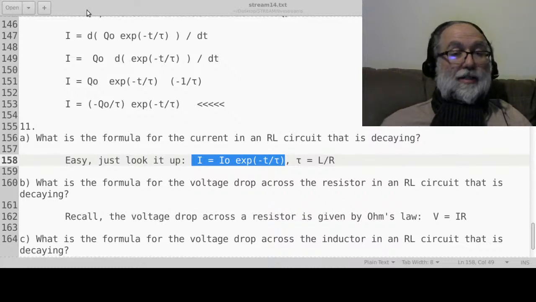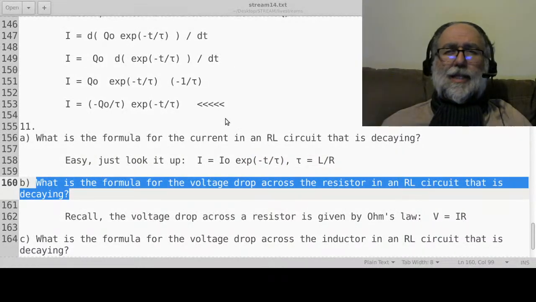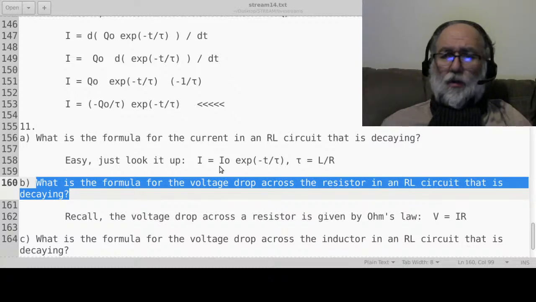Okay, but now what if I ask this? What is the voltage drop? And I think I asked something like this in your assignment. Okay, what is the formula for the voltage drop across the resistor in an RL circuit that is decaying? You go, whoa, how do I do that? How do I get the voltage drop? Because I know the current, but how do I get the voltage drop? Okay, and it's across the resistor.